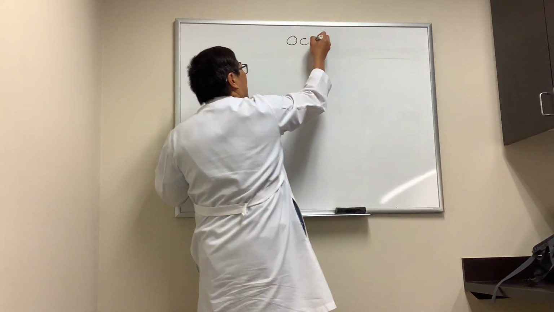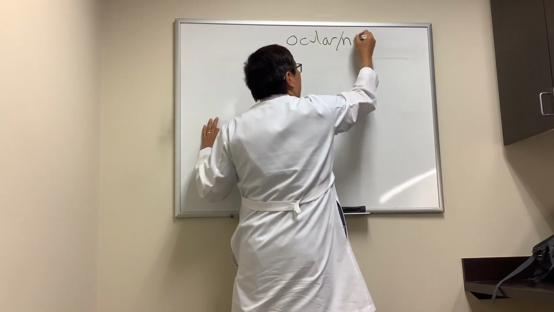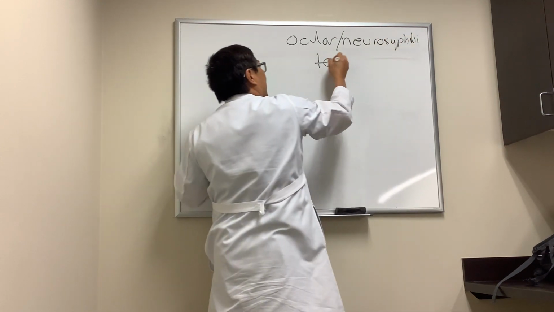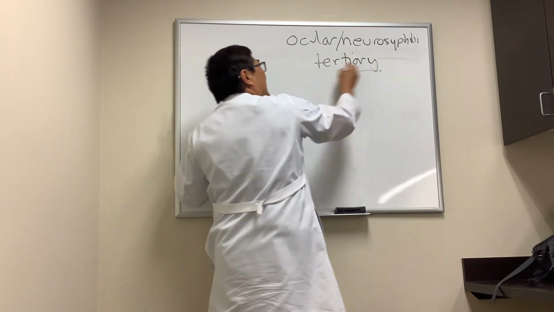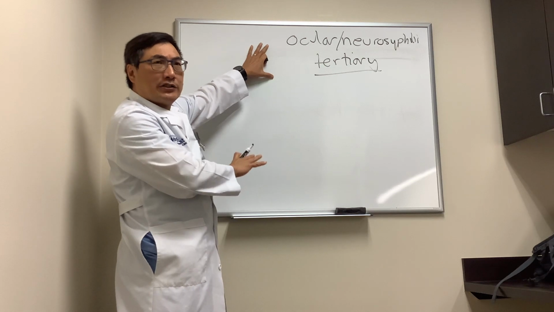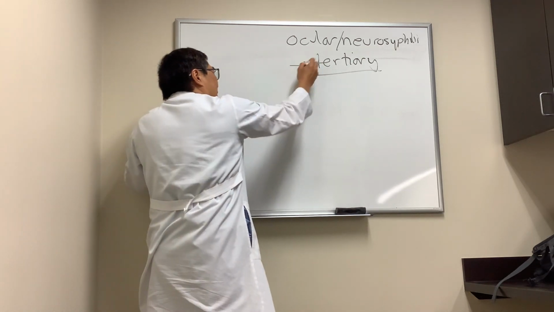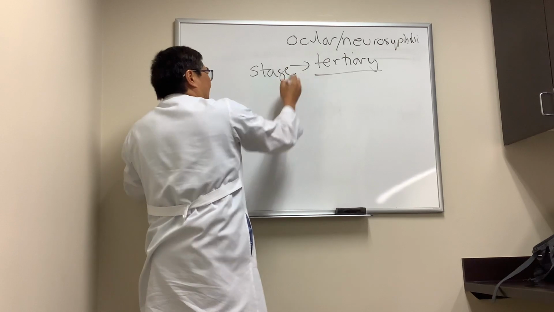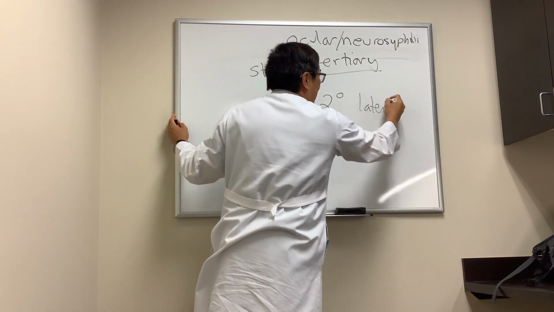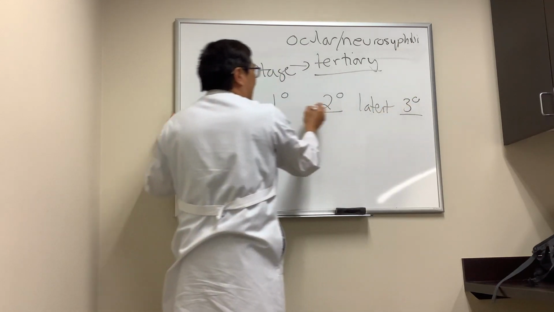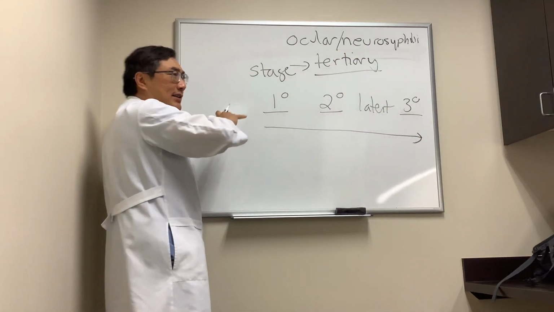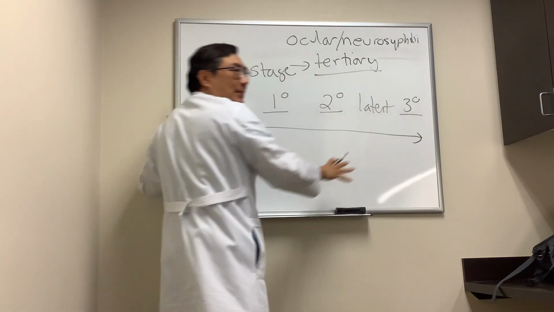So someone wanted to know a little bit about ocular versus neurosyphilis, and how is that different from the tertiary, and how long would it take to get the tertiary? And these terms are very confusing, and so I think it's an excellent question. The tertiary is what we refer to as the stage. And so the stages of syphilis: primary, secondary, latent, and tertiary. And these stages normally occur on a timeline. So that's why the stage is like a time-dependent thing.